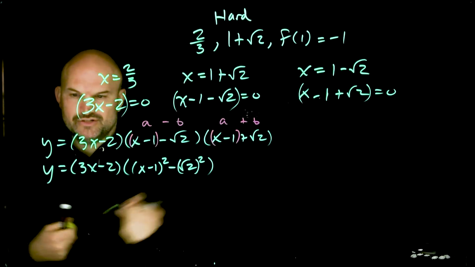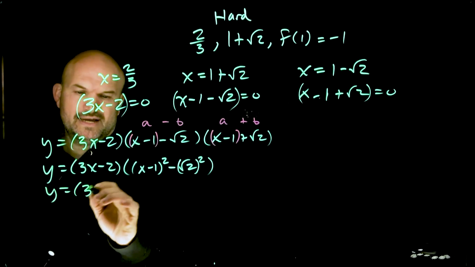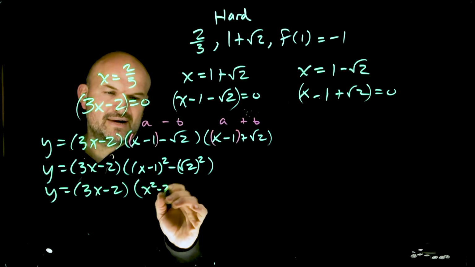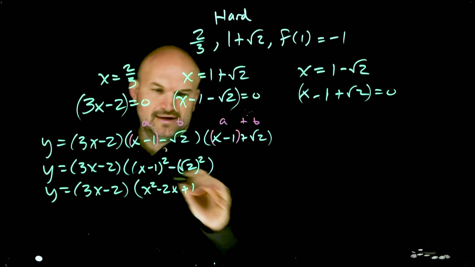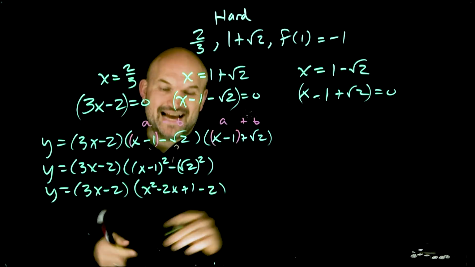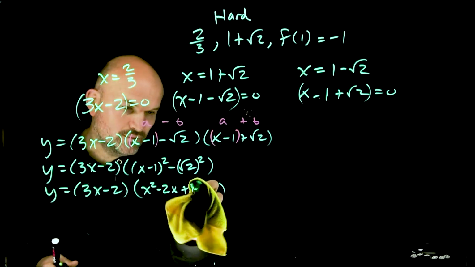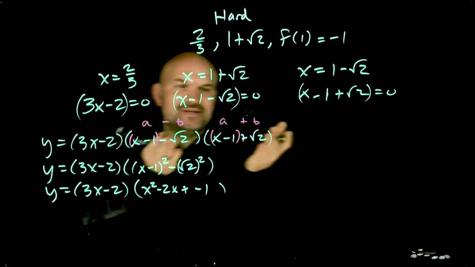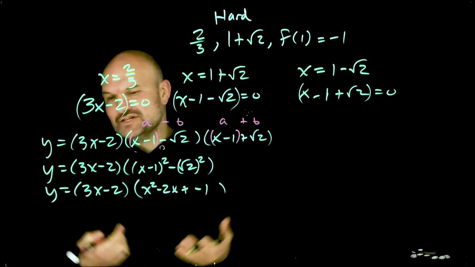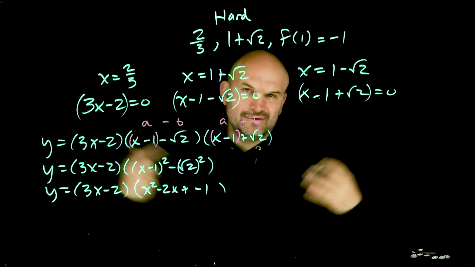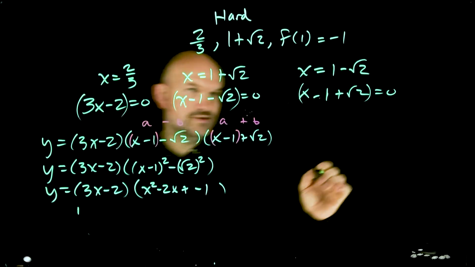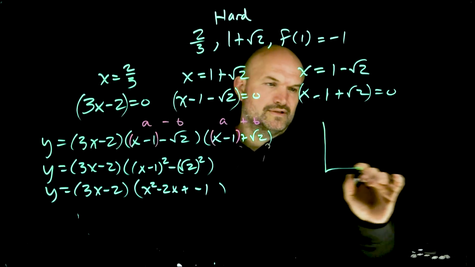So when I go ahead and do that, I get a 3x minus 2. This is going to multiply out to x squared minus 2x plus 1, and that's going to be minus 2. That can now simplify to a negative 1. So I'll just rewrite that right there. And now, again, we have a binomial times a trinomial, which, ladies and gentlemen, is not the worst case scenario. So we can easily just go ahead and do the exact same thing we did before. Let's go and do it over here.